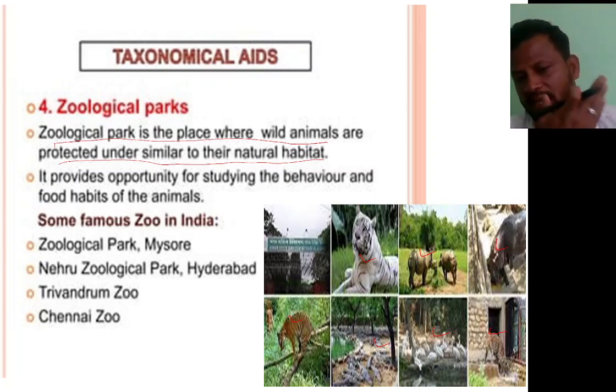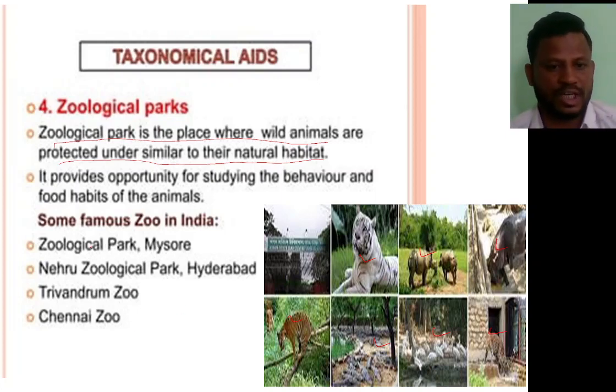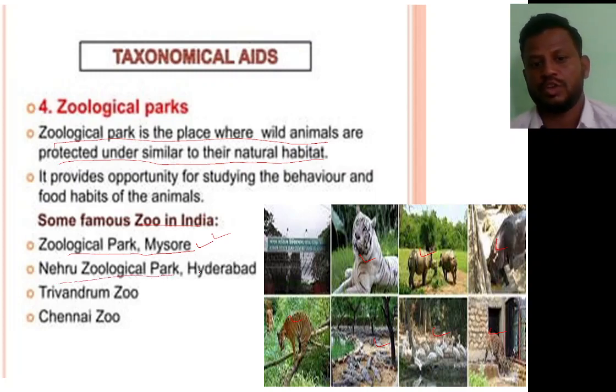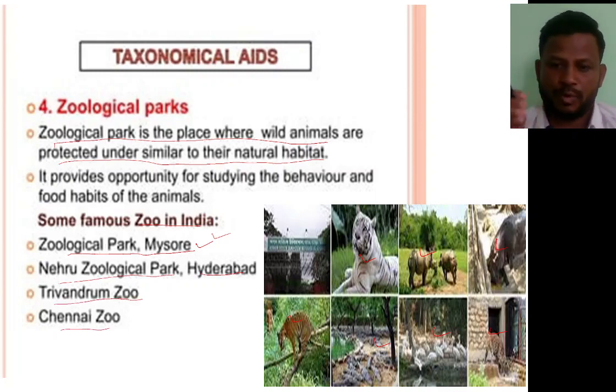Here we see that in Mysore there is a zoological park. Some famous zoos in India are the zoological park of Mysore, where we see different types of birds and wild animals, the zoological park of Hyderabad, the Thiruvananthapuram zoo, and the Chennai zoo, where we protect all the wild animals, which are of great variety, as you know.